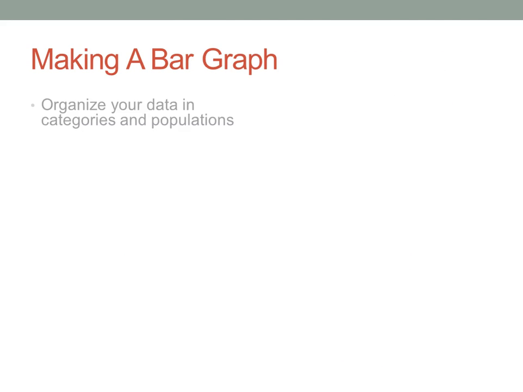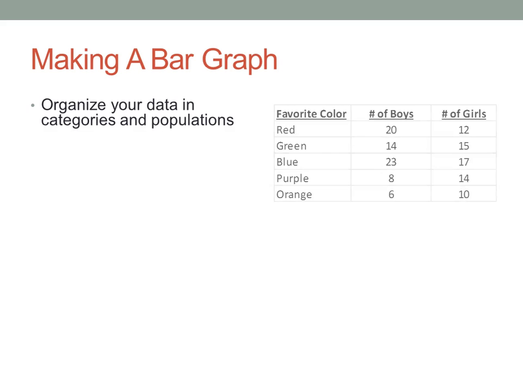So now let's talk about making a bar graph. We want to organize the data in different populations. So this is what a typical organization would look like. I would have all of my categories. The colors are my categories here: red, green, blue, purple, and orange. And here I can see how many boys have red as their favorite color, how many girls have red as their favorite color, and I have that information for each of the colors.